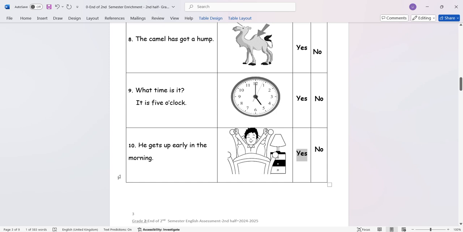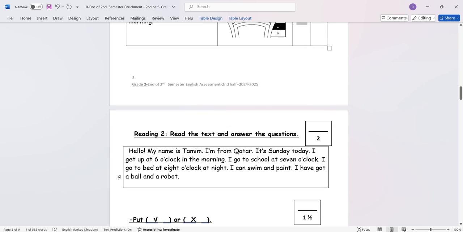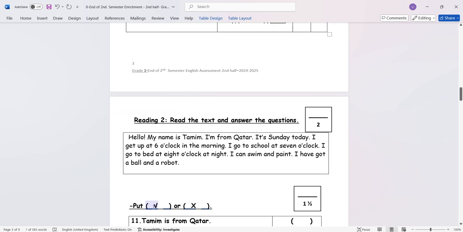Okay, now we move to reading number 2. Read the text and answer the questions. Hello, my name is Tamim. I am from Qatar. It's Sunday today. I get up at 6 o'clock in the morning. I go to school at 7 o'clock. I go to bed at 8 o'clock at night. I can swim and paint. I have got a ball and a robot.